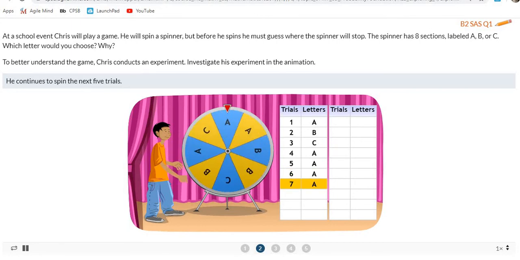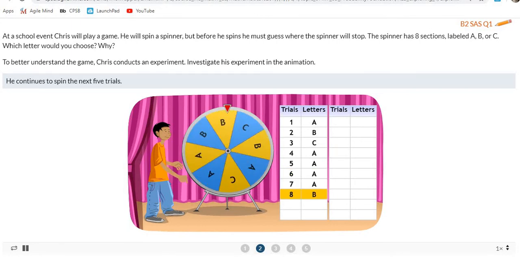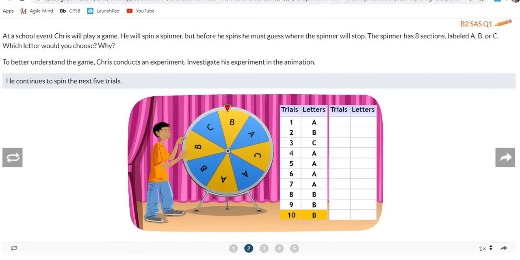He gets another A, another A, a B, B, and a B. Okay, how many A's do I have? 5. B's, 4, and C, 1. So theoretically, we said C was going to be in last. It looks like that now.